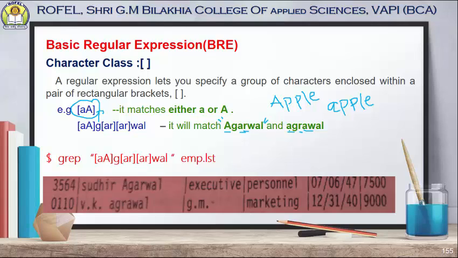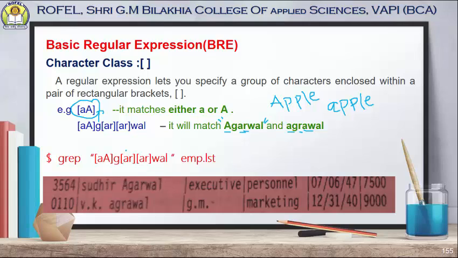A-G-A-R will match, otherwise A-G-R-A will also match. And W A L is common, so it is written right over here: W A L. So we make this type of character class to match a particular spelling or particular pattern from the file. You can make this regular expression within a square bracket. It is a special use of the character class.